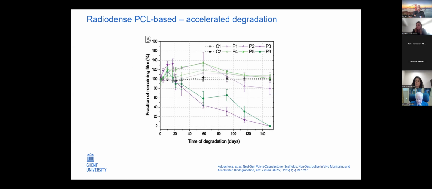The thing about the cross-linked PCL is usually that it degrades too slowly. So it's very convenient for us that we are able to also tune or accelerate the degradation of the material. So that was really nice.